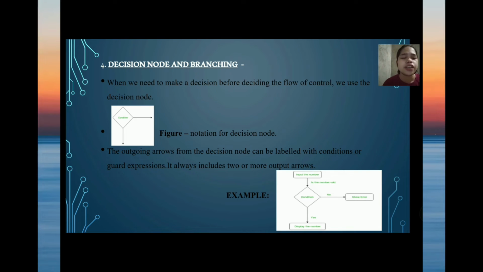The fourth notation is the decision node and branching. When we need to make a decision before deciding the flow of control, we use or kagamit taog decision node. As we have seen, there is a figure which is the notation for decision node. The outgoing arrows from the decision node can be labeled with conditions or guard expressions. It always includes 2 or more output arrows. There is an example of an activity diagram using decision node.